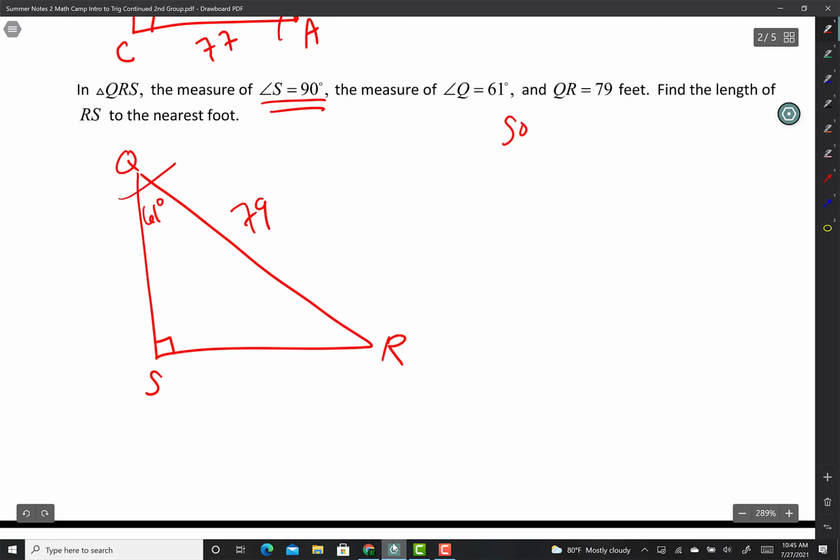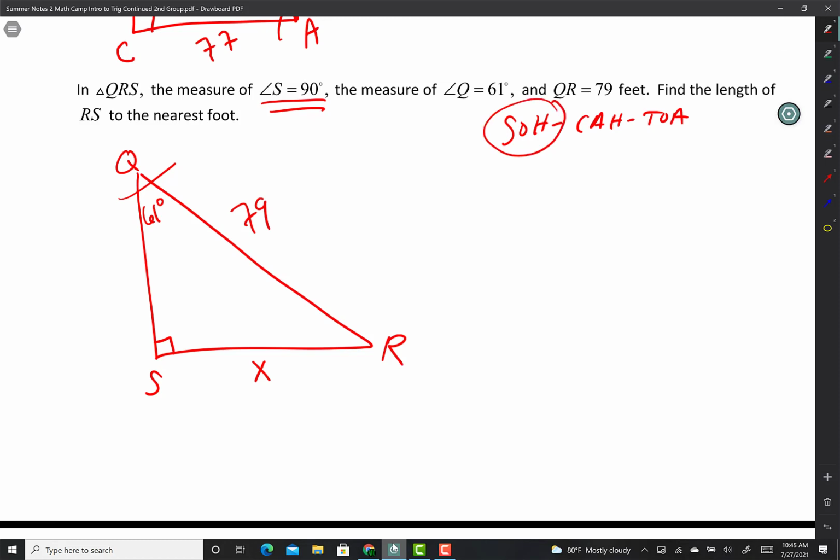All right. Write SOHCAHTOA here. Here's how you solve this. Notice what they want. Find the length of RS to the nearest foot. I'm going to put X. Here's how you solve these questions. These are very popular in the SAT, ACT. With respect to 61 degrees, is the X opposite, adjacent, or hypotenuse? Opposite. What about the 79? Hypotenuse. Which one uses opposite and hypotenuse? Sine, cosine, or tangent? Yes, the sine.